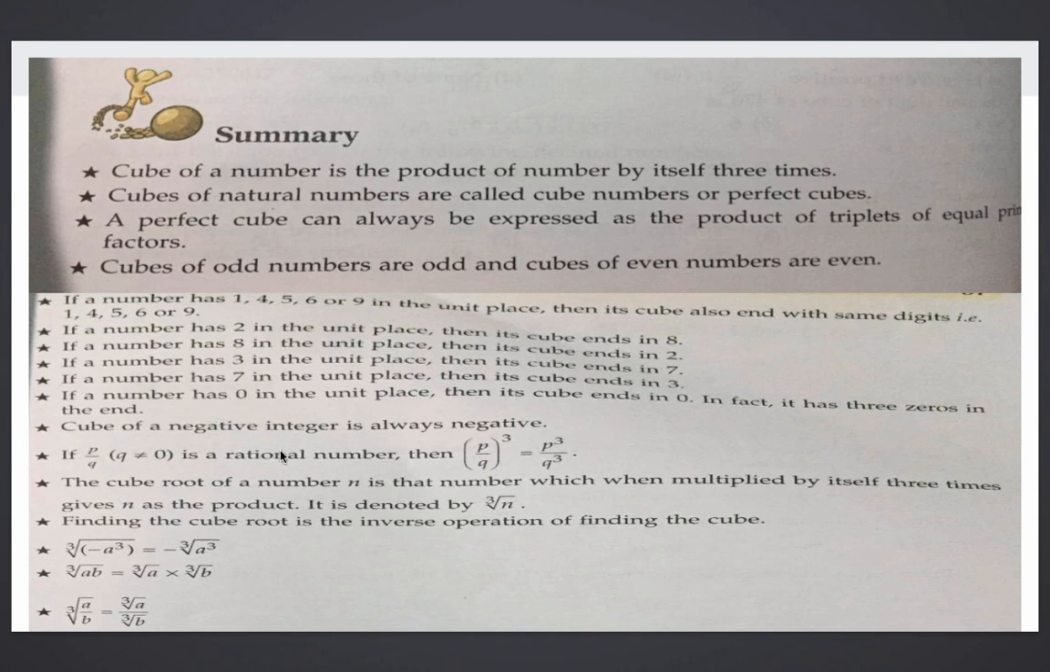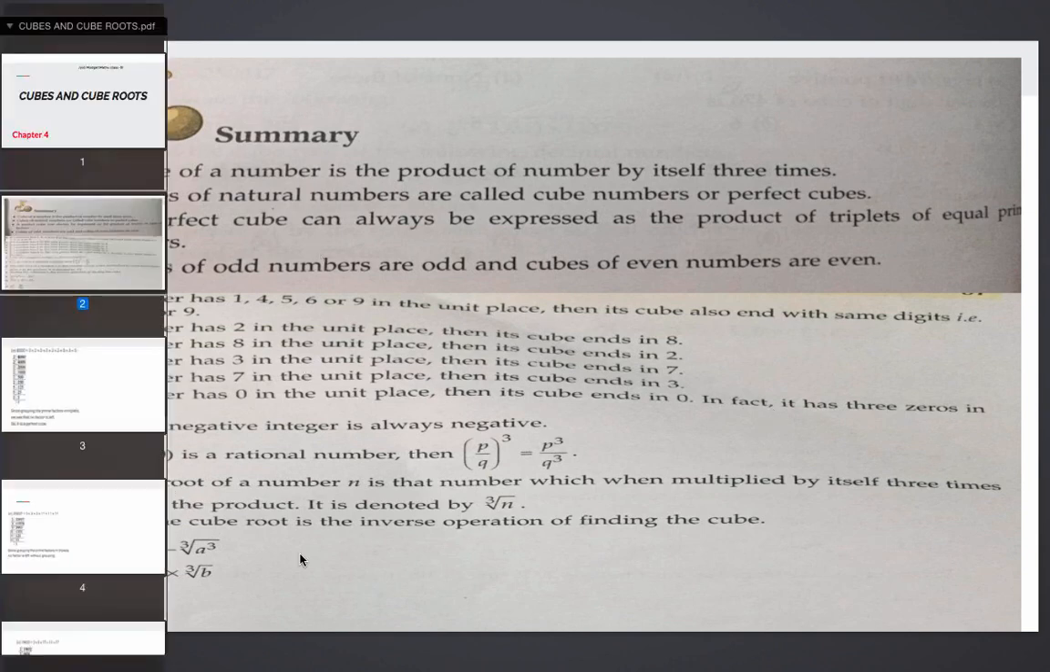Fine. The cube of a negative integer is always negative. Minus 2, minus 2, minus 2. If multiplied 3 times, minus and minus become plus, and at the end that plus and minus becomes minus. So that is how we proceed. The remaining properties we will get back to.